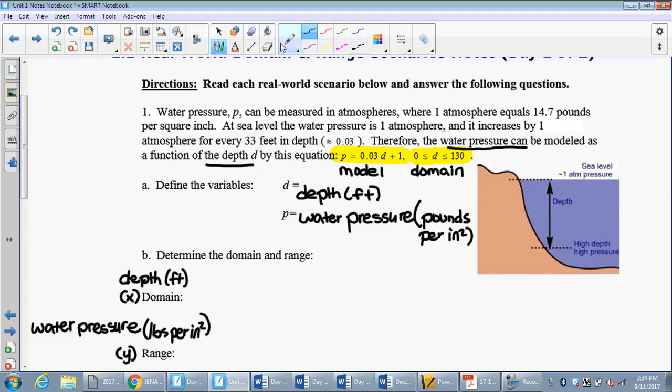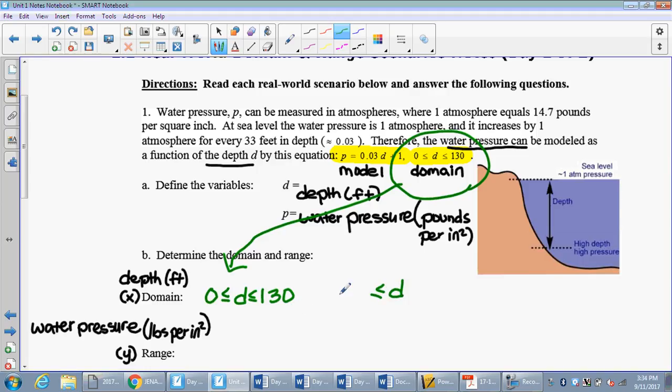Reading for information, we actually don't have to do any work for the domain. It gave it to me, so we're literally just going to drop it right in there. My domain is given: D is between 0 and 130, which really means that D, the depth, is between 0 feet and 130 feet. I would accept either of these representations.